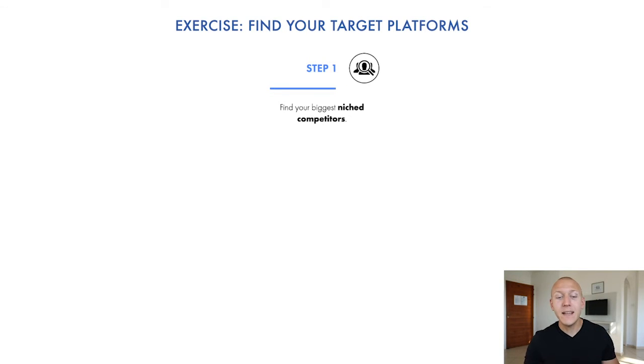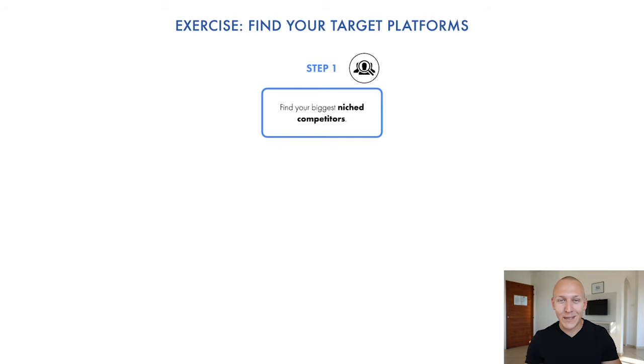So the first step in finding your target platforms is simply to find your biggest niched competitors. Now your niched competitors are selling the same products and services as you are. So that means that they have the same audience as you do, which means that since they are already selling the products and services to that audience that we're looking for, they know what the target platforms are. So that means that our competitors can show us exactly what platforms we need to target. So the first step in order to accomplish that is simply to understand who our biggest niched competitors are.